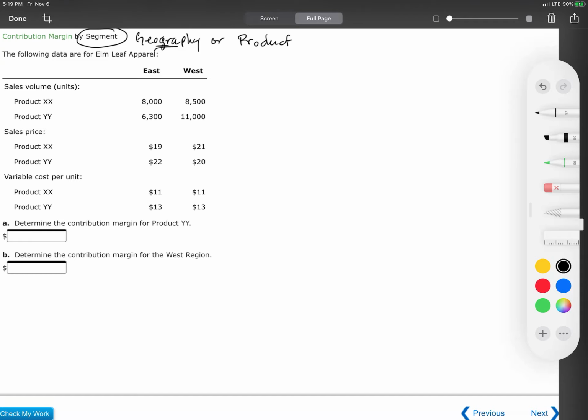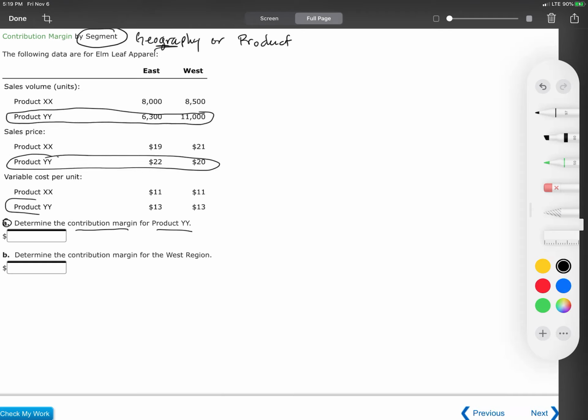Okay, so here we go. Let me just give you an example. This is not rocket science. It's not too hard. It says here, letter A, calculate contribution margin for product Y. Now, we're looking at something busy. Our eyes have to focus in here and just look at product Y and ignore everything else.